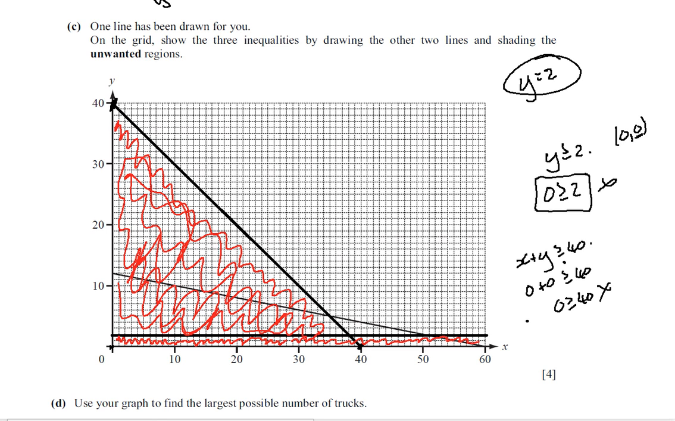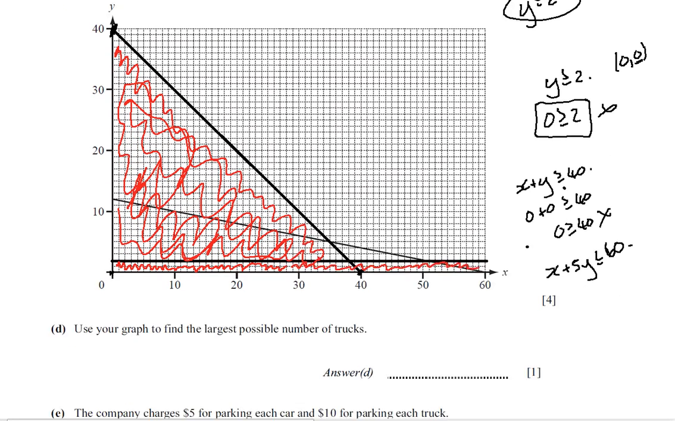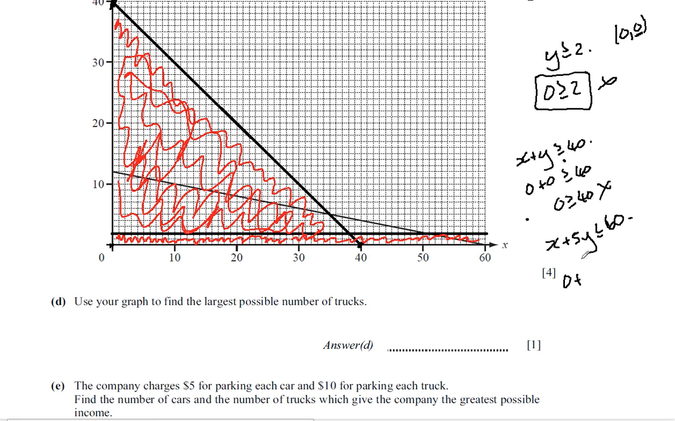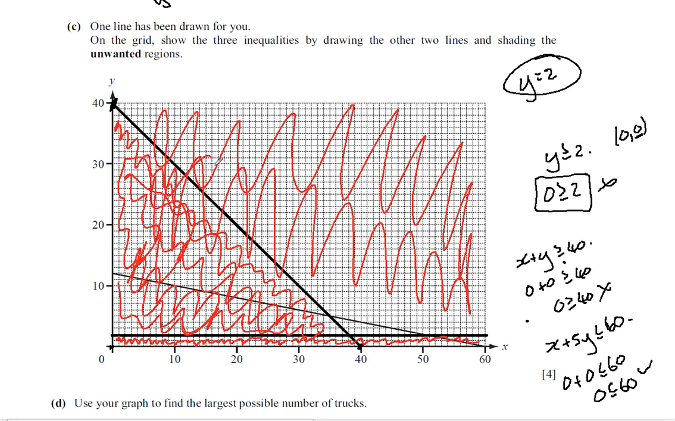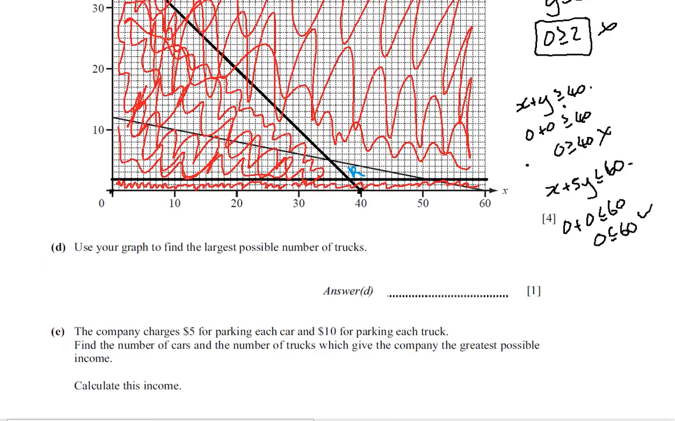And the last line, x plus 5y must be less than or equal to 60, which is this line over here. So let's take a point below it again, 0, 0, and substitute into that inequality. When x is 0, it's going to be 0 plus 5 times 0 is 0, and this one is true. 60 is greater than or equal to 0. So the area below this line is true, so we shade everything above the line, because that is the false region. So in other words, we are left with this region over here, R, with a little triangle.